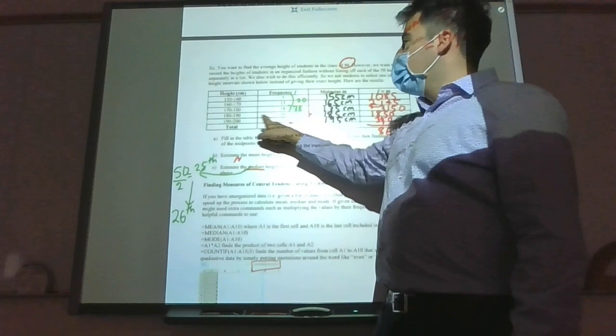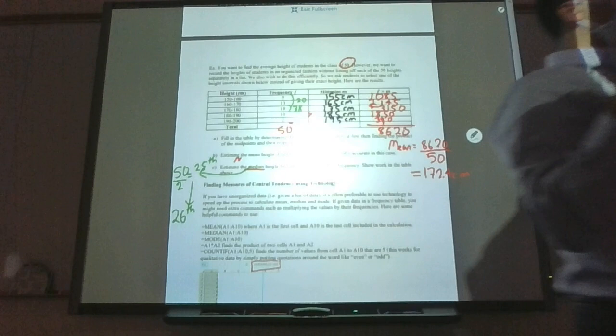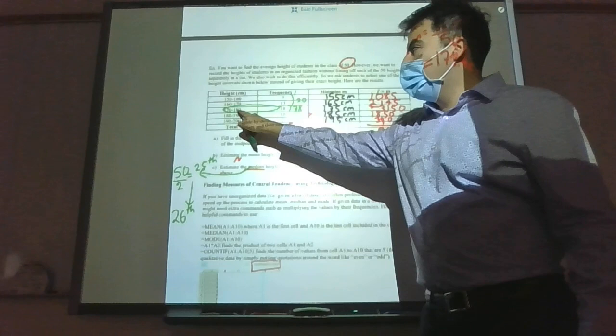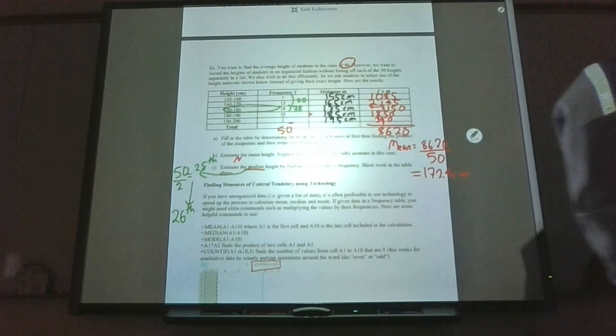So that means that my middle value, which is the 25th one, has to be in this category. Does that make sense? Because up to this point, we missed it already. So the next numbers that we're looking at, the 25th and the 26th one, have to be in this category. Did that make sense how I did that or no?